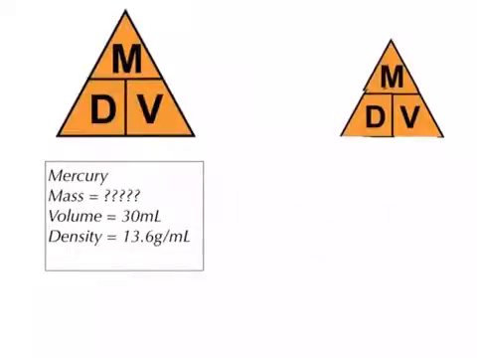In this problem, we are solving for the mass of mercury. To start with, we have to find the volume of mercury, which is 30 milliliters. Next, we have to look for the density, which is 13.6 grams per milliliter.